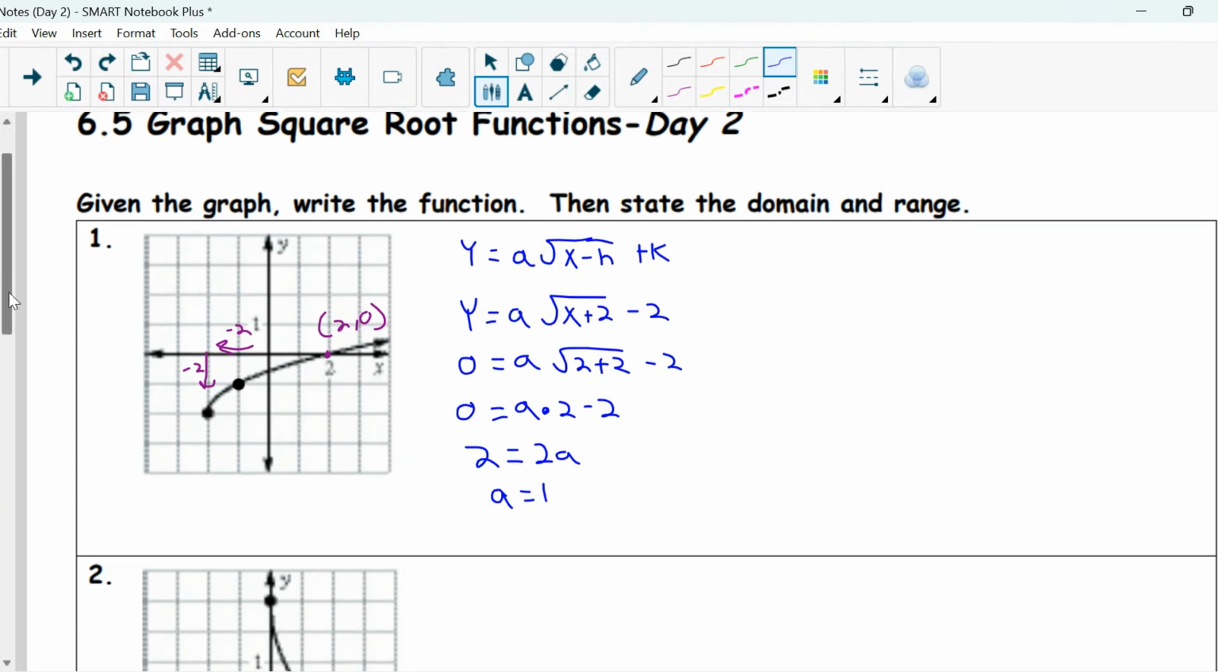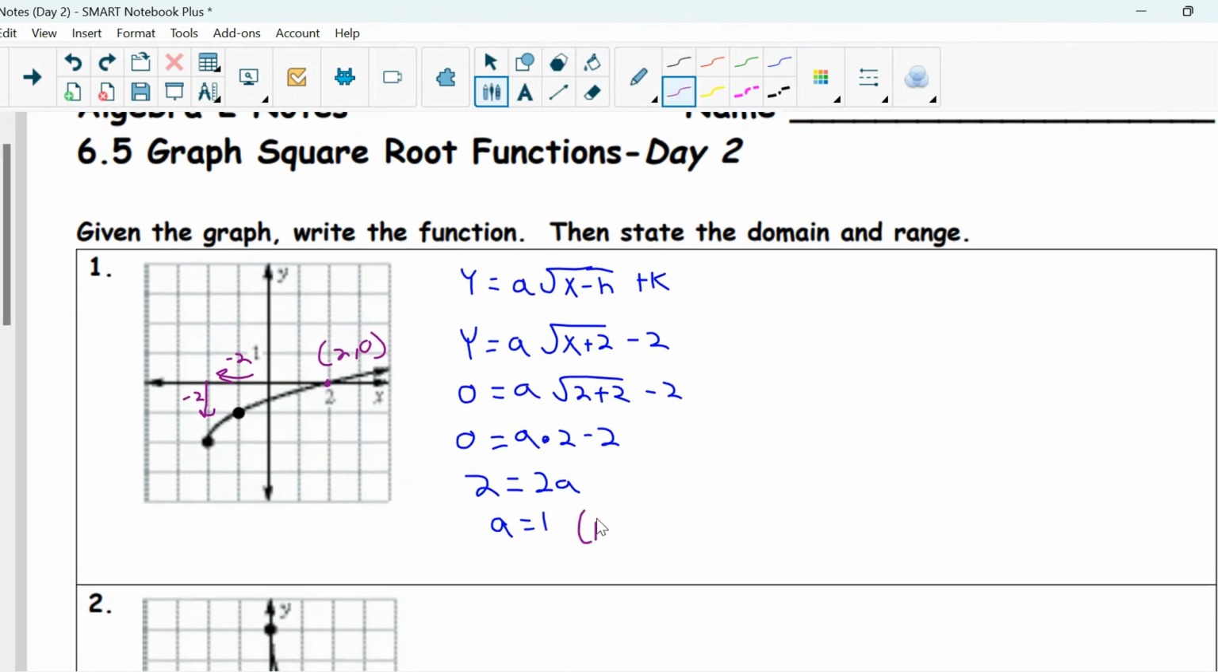So since a equals 1, that essentially means that we have no stretch or compression. Since we have no stretch or compression, we really don't need to worry about an a value. So the final equation for my function over here would be y equals the square root of x plus 2 minus 2, which is essentially what we have right here.